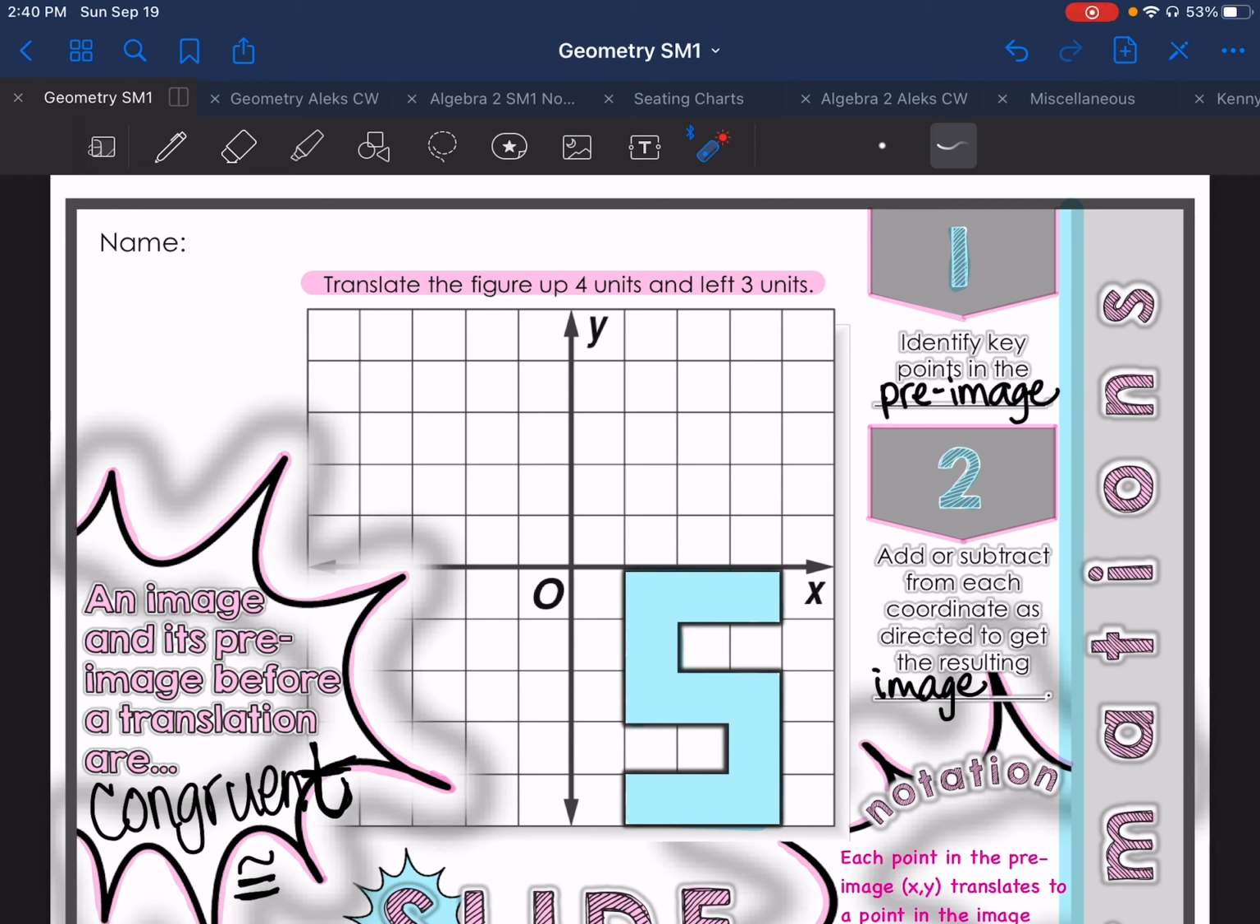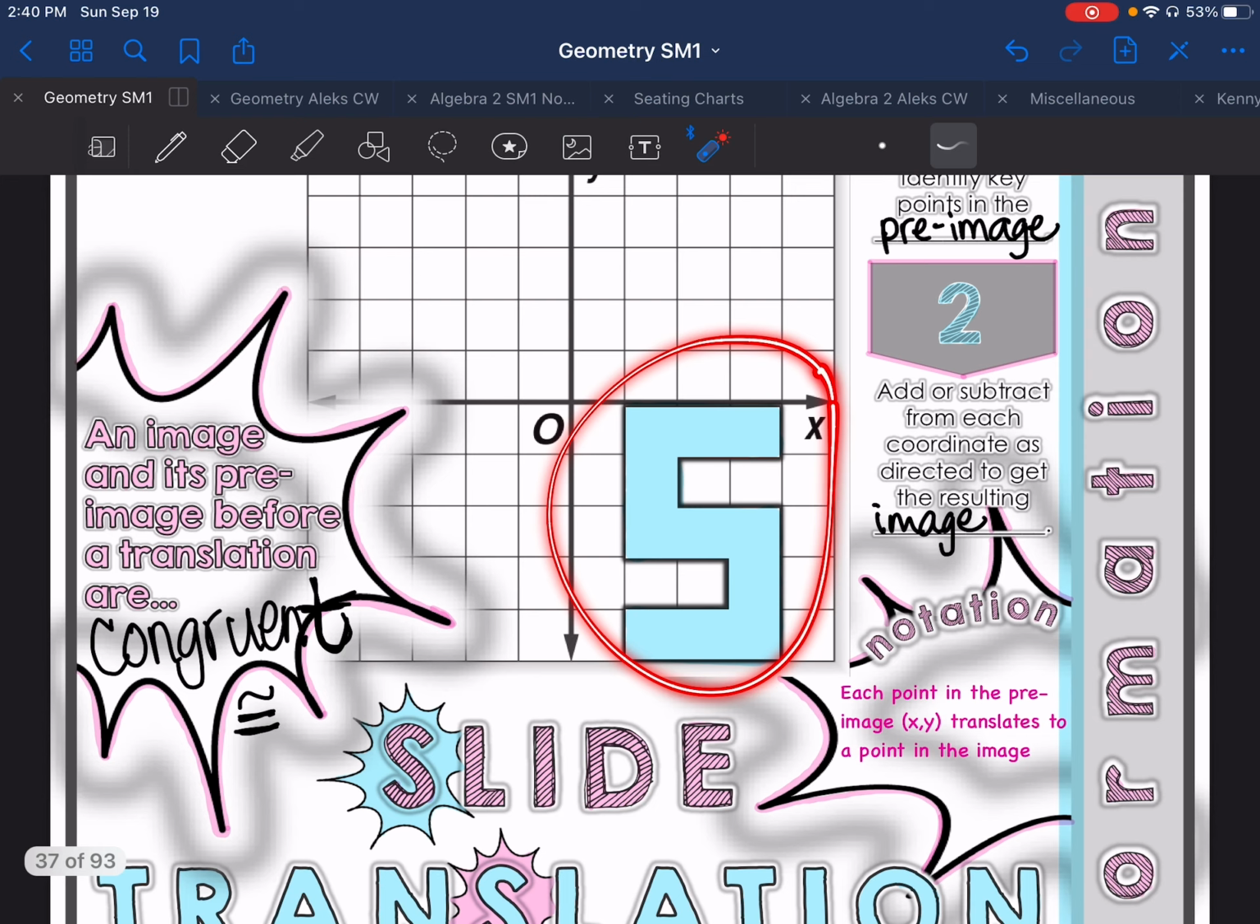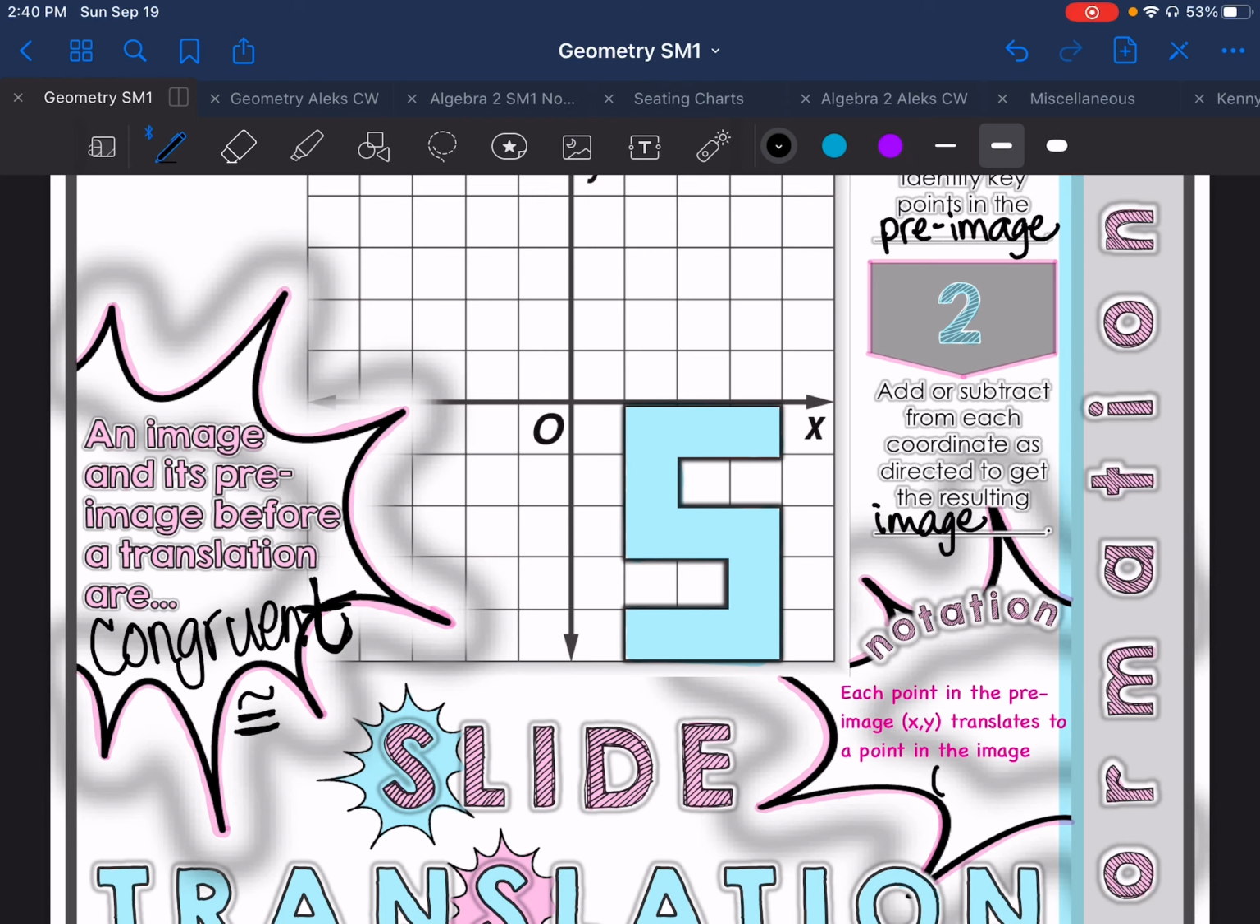Or I can simply count. I can simply take the corners of my S, my specific corners, and then I can just simply count. Each point in my pre-image, x comma y, is translated to my image by doing a series of x plus or minus some number and y plus or minus some number.